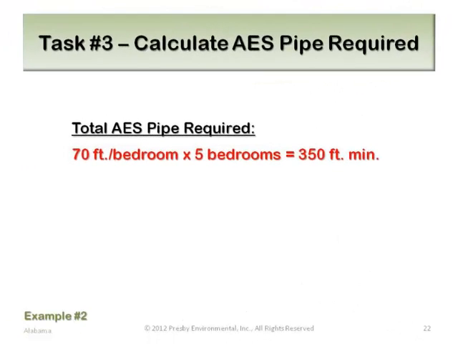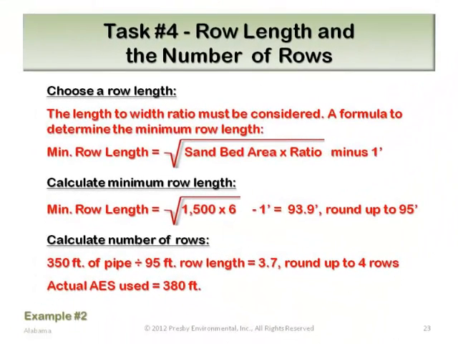Task 3 asks that we calculate the amount of advanced Enviroseptic pipe required for our daily flow. We know that 70 feet of advanced Enviroseptic pipe are required per bedroom, so we'll need 350 feet of AES for our 5-bedroom loading. In Task 4, we select a row length and then calculate the number of rows needed.